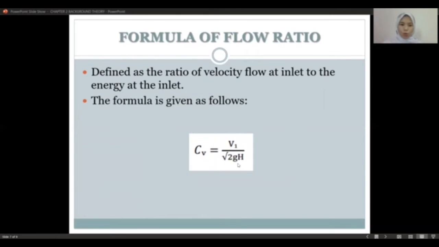Next is the formula of flow ratio. It is defined as the ratio of velocity of flow at inlet to the energy at inlet. So the formula is given as follows: Cv equals V1 divided by the square root of 2gH.